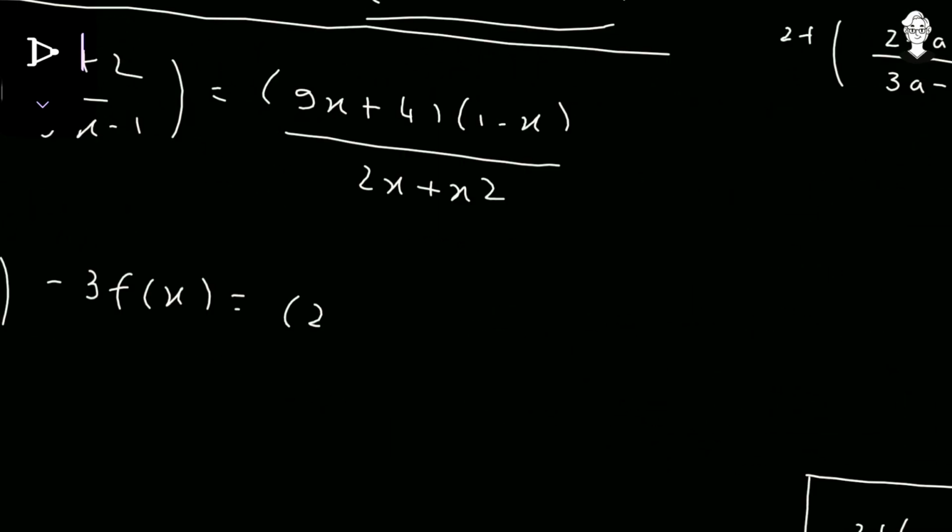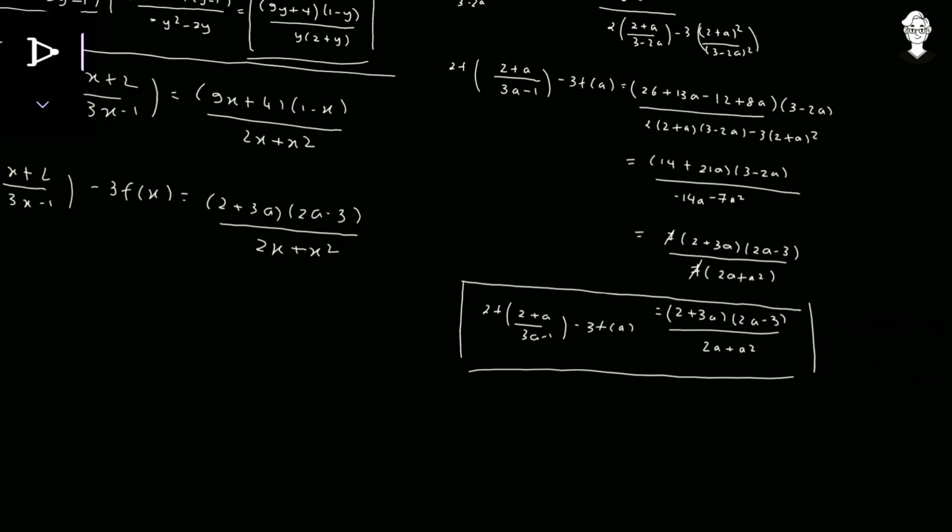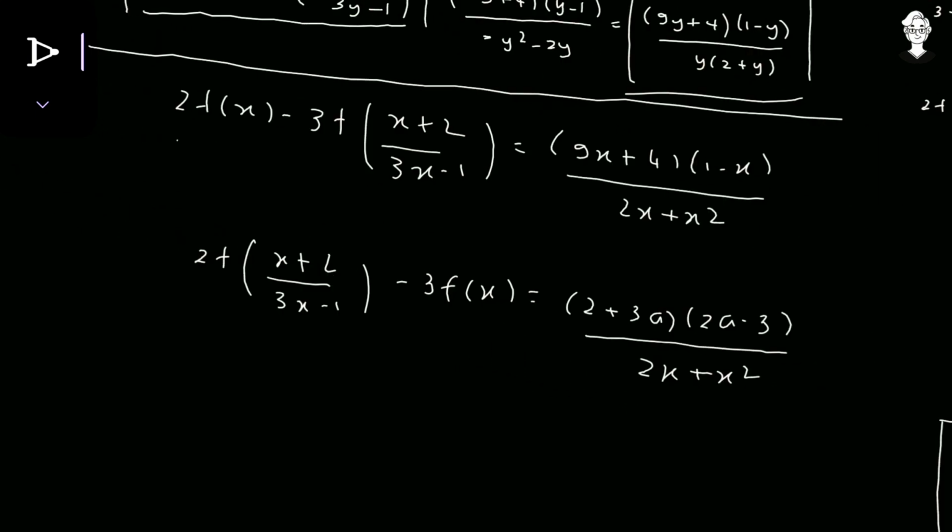The RHS part is 2 plus 3 times a multiplied with 2 times a minus 3, and in the denominator it is 2 times x plus x square. Let us just have a cross check. 2 plus 3a, 2 times a minus 3. So here we have two equations.